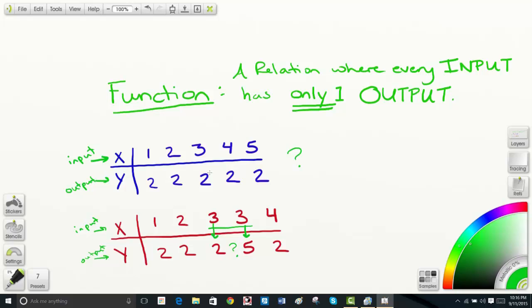Let's go back to our definition. A function is a relation where every input has only one output. So we ask ourselves in the blue example, does every input have only one output? The answer is yes. Now don't be confused by the fact that the output for each of these numbers just happens to be the same. What I'm really concerned with is that if I input 1, there is no doubt in my mind the output is always 2. If I input 2, my output is always going to be 2. If I give an input, I know exactly what my output is going to be. So I'm going to say yes, this is a function, because every input has one output.